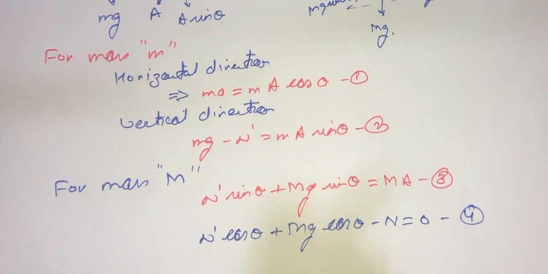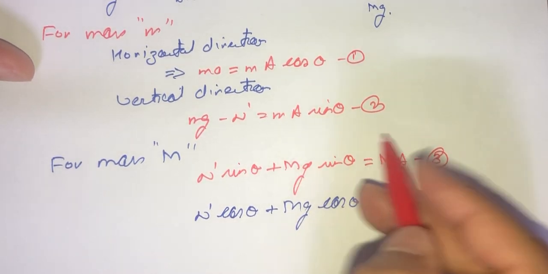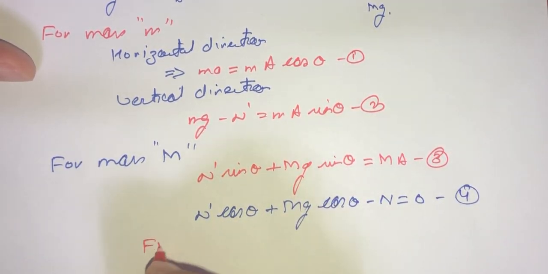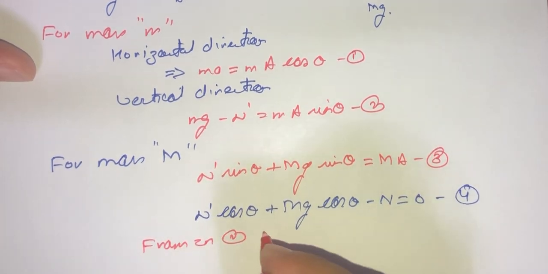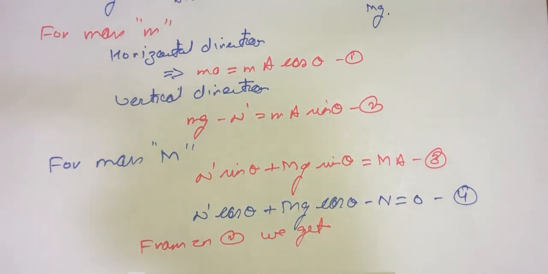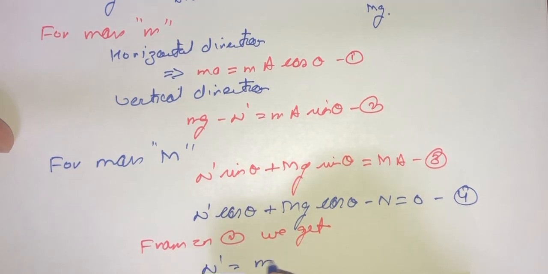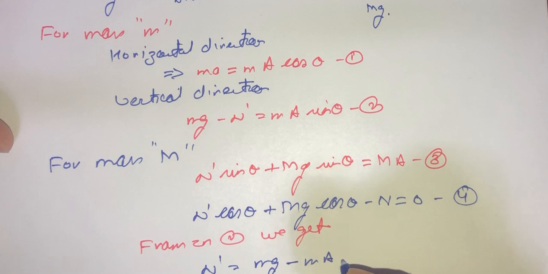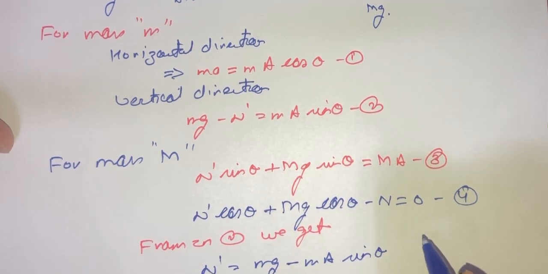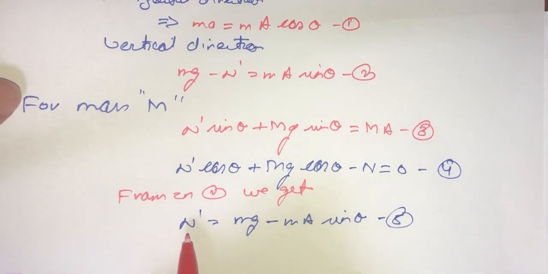Now we are going to use a combination of these equations and solve further. From equation 2, we get that n prime is equal to mg minus ma sin theta. Let us call this equation number five. Now we are going to use this value of n prime and substitute it in equation number three.